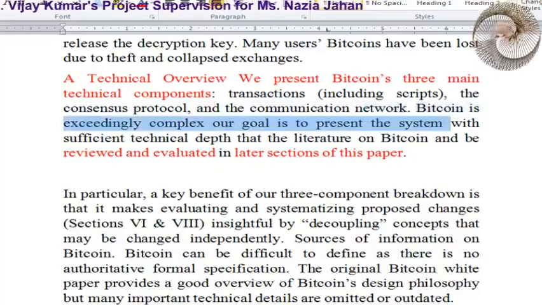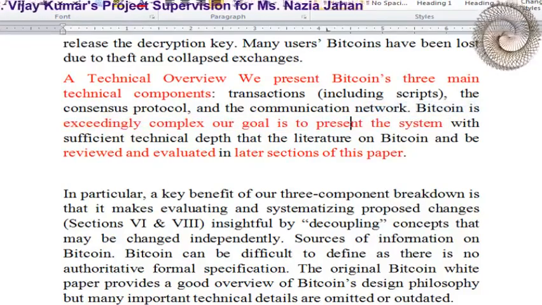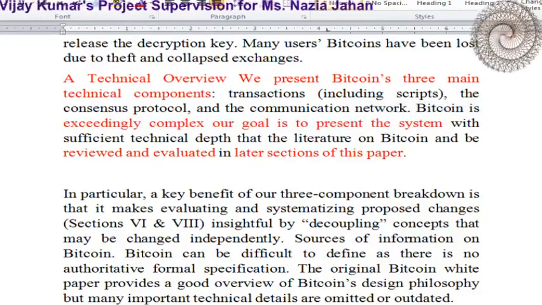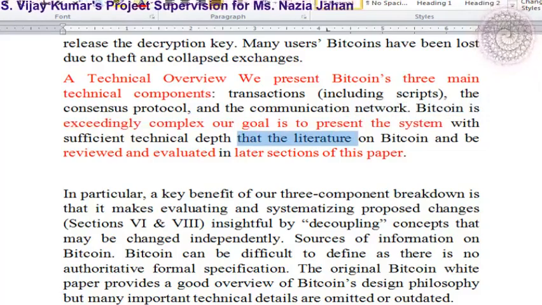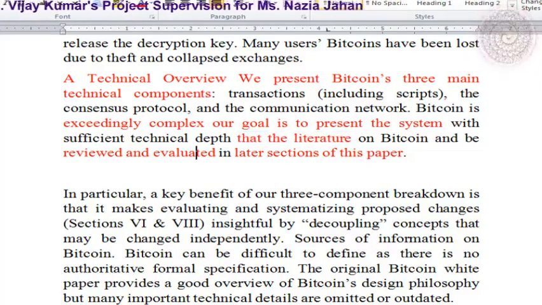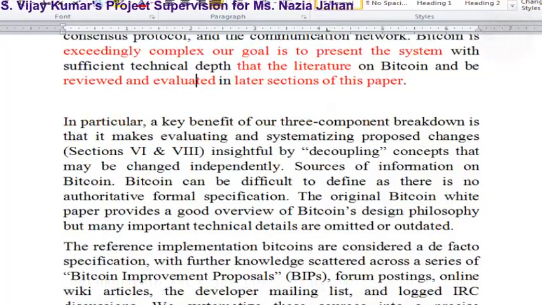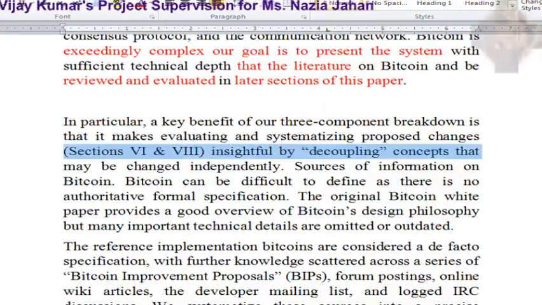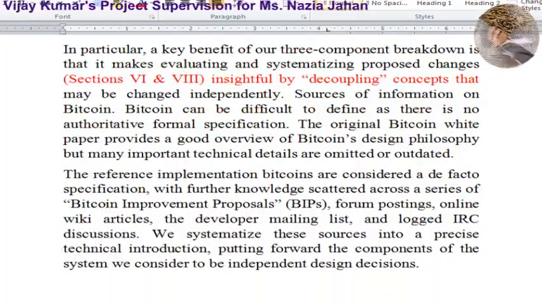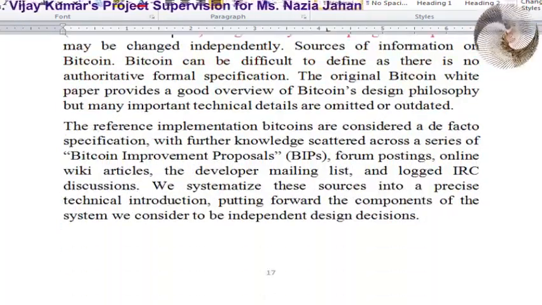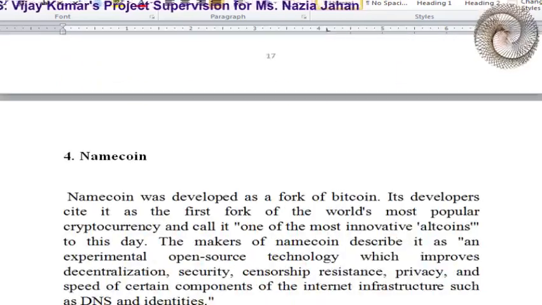The goal is to present, your objective is not to present the system. So please change it. The literature on Bitcoin will be reviewed. So you are reviewing literature, but the goal and so on, it's not going well. Section 8, they are not about your project. Please remove the sentences which are not going well with the project. Make it simple.